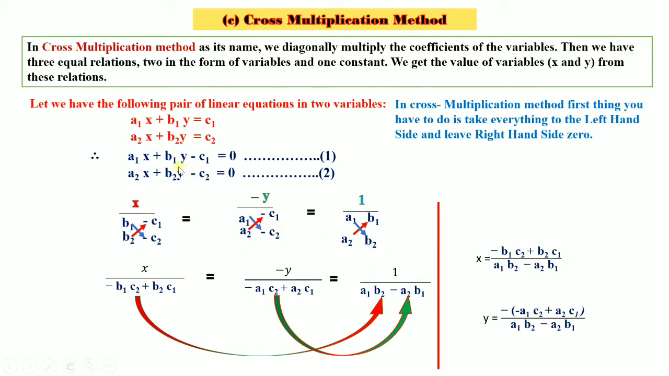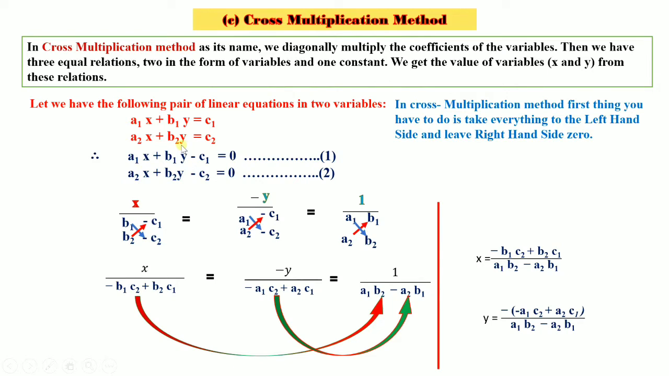So this is the only process that you need to be a little careful over here. Directly we are just taking the coefficients only and then cross multiplying, taking two at a time. Two at a time from the first will give you the value of x, and two at a time in the second case will give you the value of y.